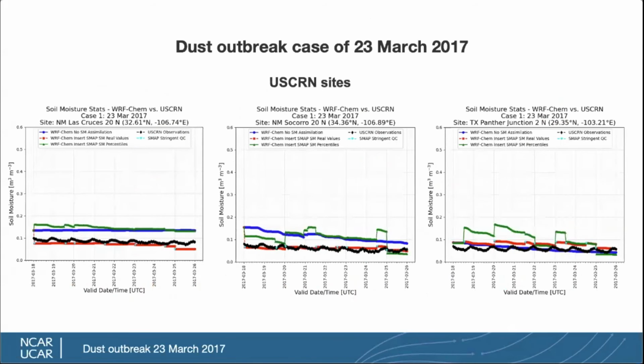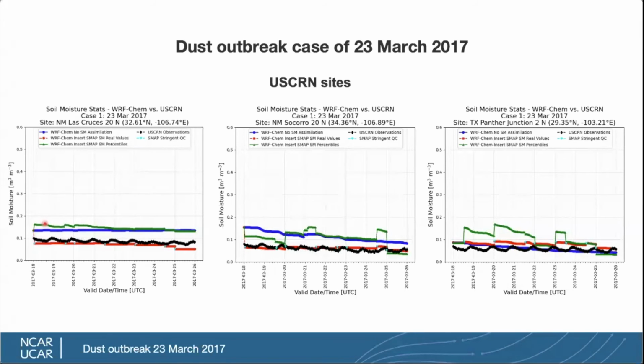Here I show you the soil moisture simulations for the 3 US CRN sites over the region of interest. In black are the observations, and in blue is the default WRF simulation with no assimilation. And the light blue dots that you see here are the retrievals from SMAP. You can see that in this case, the direct insertion of SMAP retrievals in red is in good agreement with the observations. It is also in agreement here too, in this third case, but the default WRF simulation is slightly better.